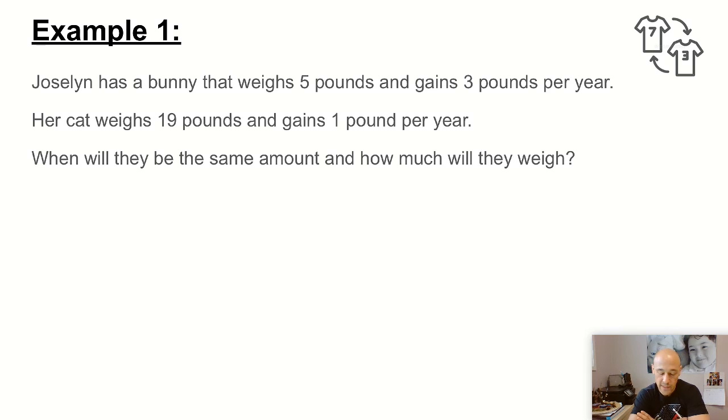Jocelyn has a bunny that weighs 5 pounds and gains 3 pounds per year. Her cat weighs 19 pounds and gains 1 pound per year. When will they be the same amount, and how much will they weigh?